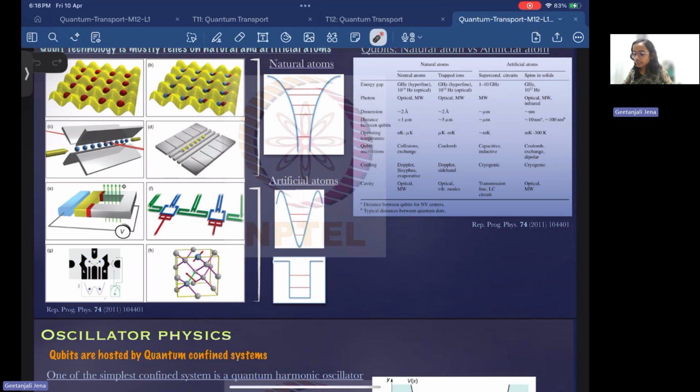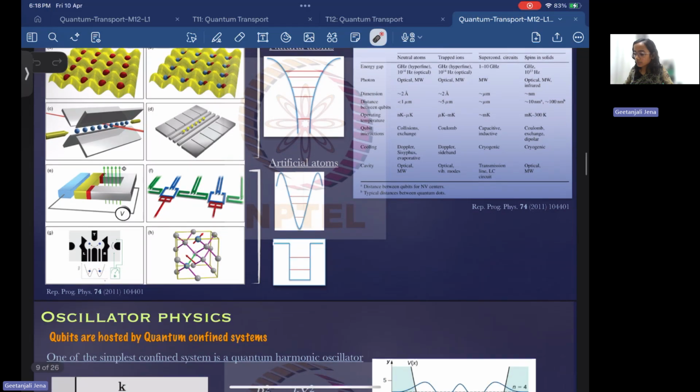And if you consider the dimension of the natural atom, they are on the order of angstrom and are much smaller than the artificial atom. If you look at the artificial atom, let's say a superconducting circuit, it is on the order of micrometer. But for spins in solid, like the gated quantum dot devices, they are on the order of nanometer. And you can see the distance between the qubits. These are also listed in this table.